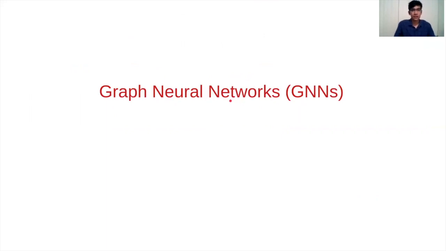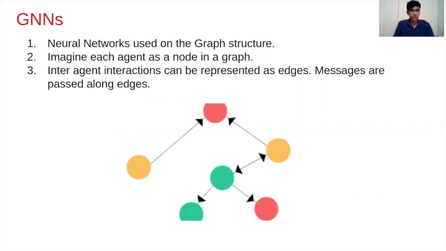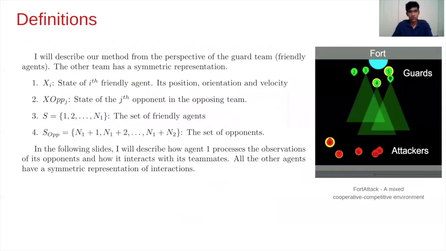So here comes an interesting topic, which is called graph neural networks, abbreviated as GNNs. These are neural networks used on graph structures; you merge graphs with neural networks. So imagine each agent is a node in a graph. Each node represents an agent, and there will be interactions with opponents and interactions with teammates. These interactions can be represented as edges, and messages can be passed along these edges. So naturally, in multi-agent scenarios, graph neural networks make a lot of sense. You can represent the whole thing as a graph. Let's see how the graph neural network works, but before going there, we will look at some definitions.